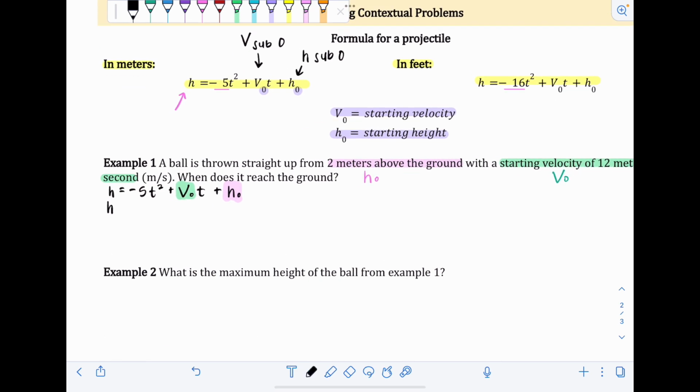So h equals negative 5t squared plus v sub 0, which is 12 because the starting velocity was 12 meters per second, t. And then plus h sub 0, that was 2 because the starting height was 2. So we put 12 in for v sub 0, but there's still that t there. That's going to stay there. It's like x in this case. We just use t for time instead of x. And then h sub 0 gets replaced with the 2.